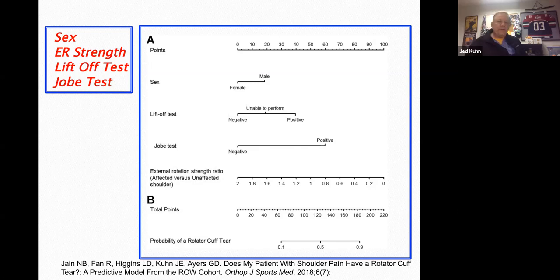Basically, this is an algorithm where you take a feature like sex: male sex, go up, that's worth 20 points. Lift-off test positive, that's worth 40 points. And you add up all these points and come down to the bottom where it says B, and then draw the line down from the points, and that gives you the probability of a rotator cuff tear. And in this work, the sex, external rotation strength testing, lift-off tests, and Jobe's tests were the ones that were more predictive of having a rotator cuff tear.